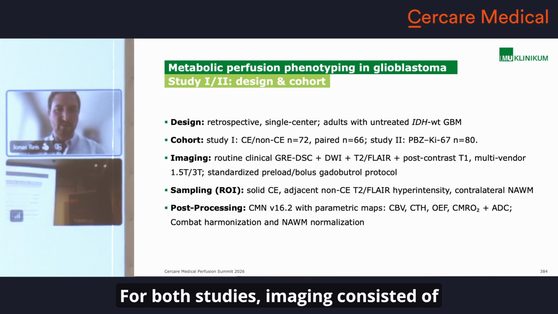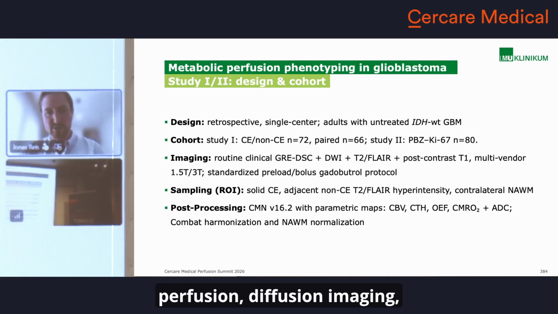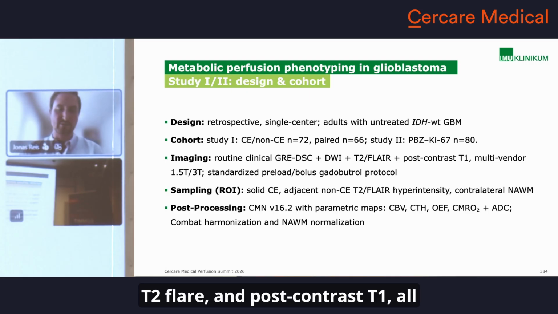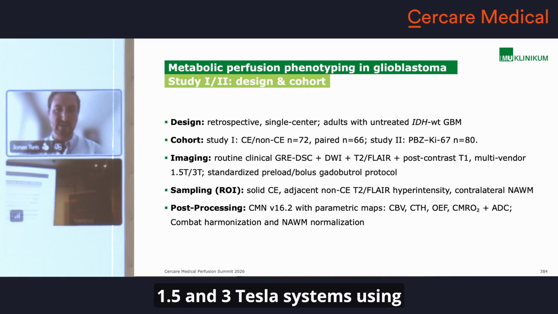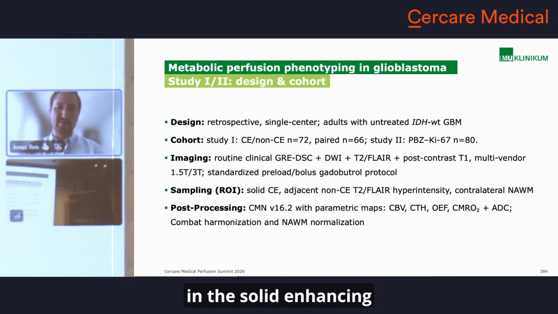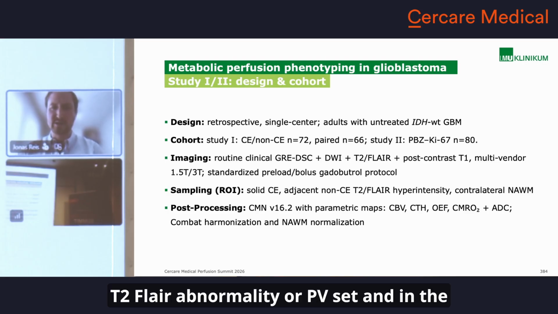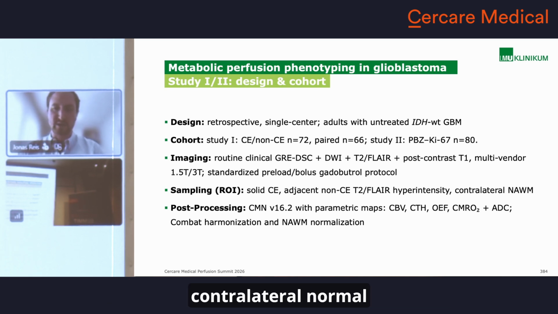For both studies, imaging consisted of routine clinical GRE DSC perfusion, diffusion imaging, T2 FLAIR, and post-contrast T1, all acquired on multi-vendor 1.5 and 3 Tesla systems using a standardized gadobutrol preloaded bolus. And we used region of interest sampling in the solid enhancing core, the adjacent non-enhancing T2 FLAIR abnormality, or PBZ, and in the contralateral normal appearing white matter.